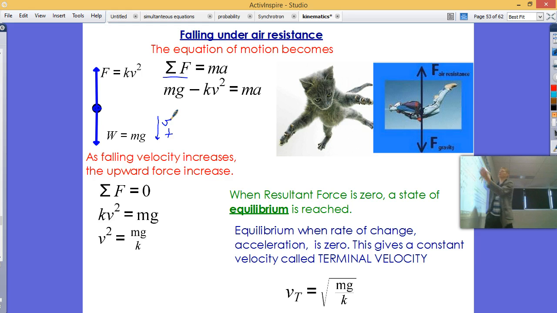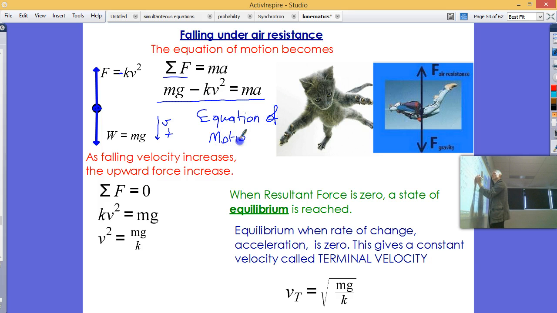Okay? So an opposing force is going to be negative, minus kV squared. Okay? And all those forces must sum to give you mass times acceleration. So what we have formed there is called an equation of motion. And what we like to do is take advantage of this equation of motion. And that's what Mr. Kitty does.